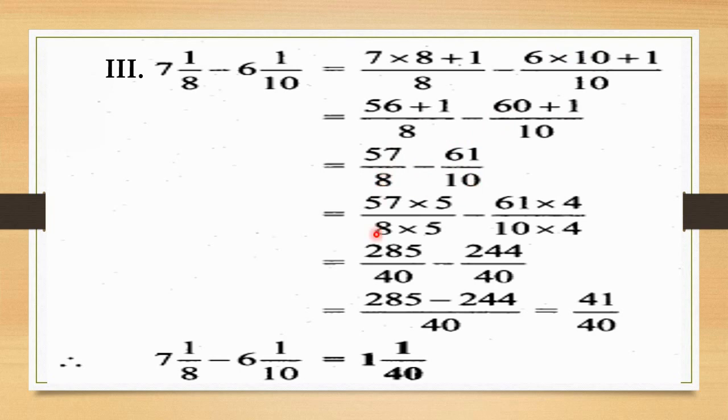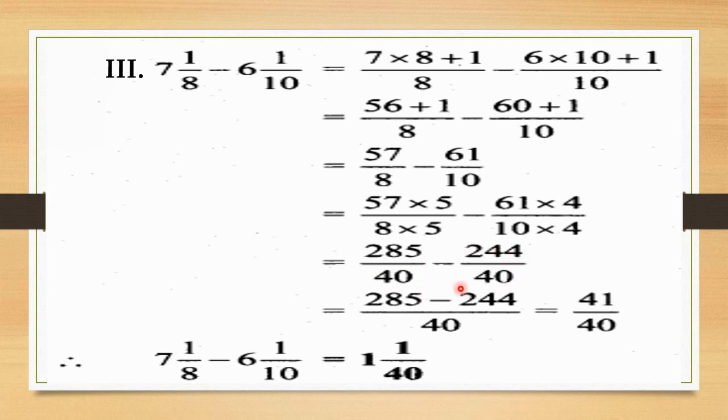So we have to keep our denominator same, that's why here we will multiply by 5. So 57 multiplied by 5 upon 8 multiplied by 5 minus, here we will multiply by 4. So 61 multiplied by 4 upon 10 multiplied by 4. When we multiply, we will get 285 by 40 minus 244 by 40.